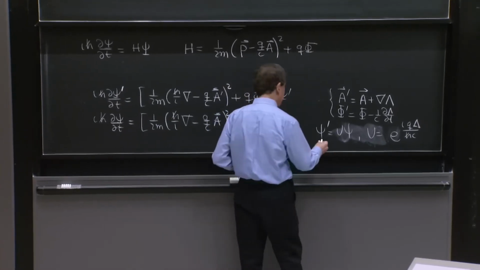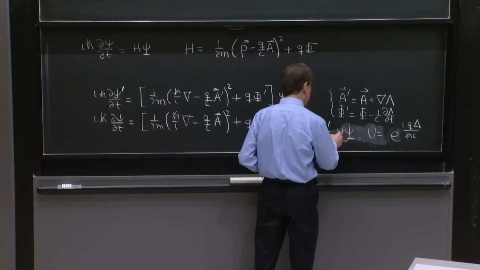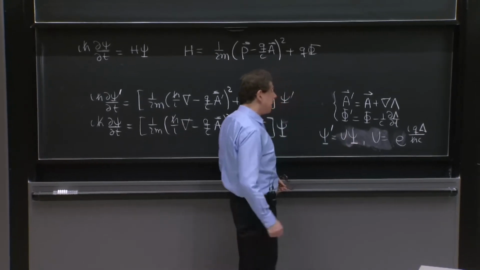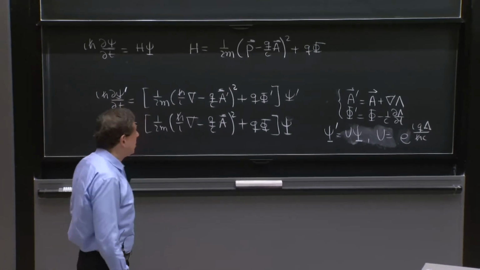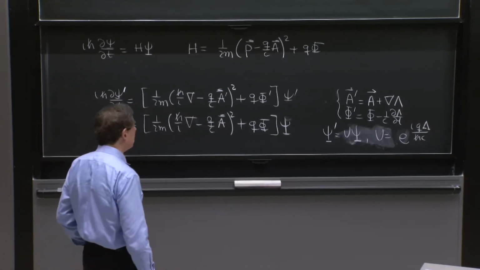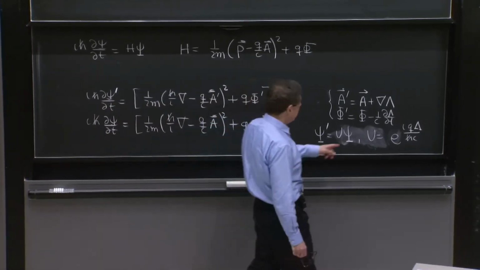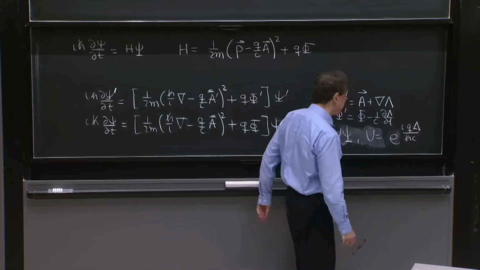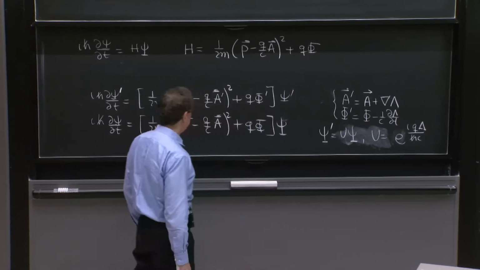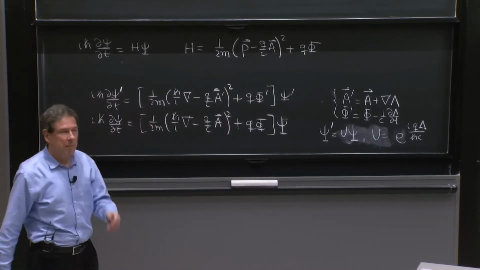Here is the formula. Psi prime and psi are related by this factor, this function u, which involves the exponential of the gauge parameter multiplied by a couple of physical constants, including the charge q of the particle.